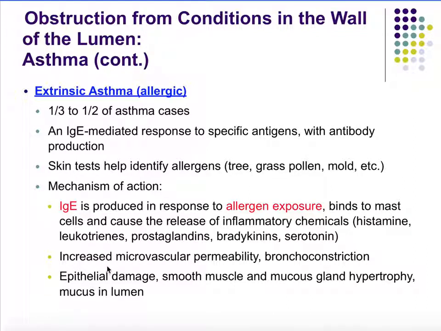So we'll see things like increased vascular permeability, we'll see vasodilation, we'll see bronchoconstriction, and this is where the asthma comes in. Epithelial damage will also occur, and we can also see smooth muscle and mucus gland hypertrophy, which can increase mucus secretion into the lumen of our airways as well.